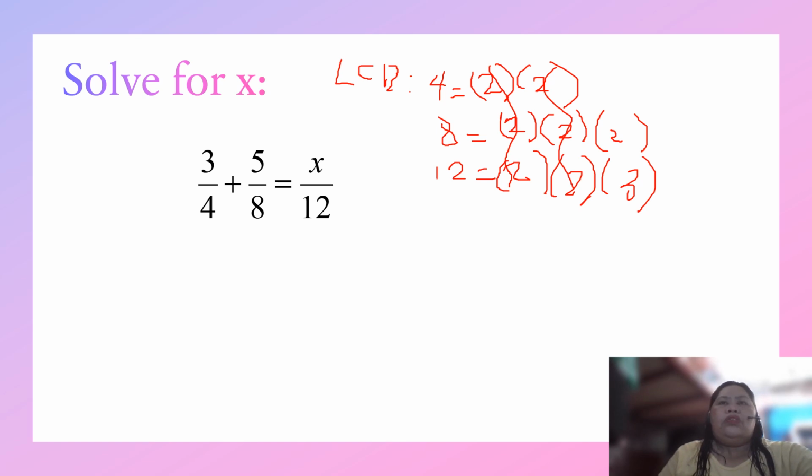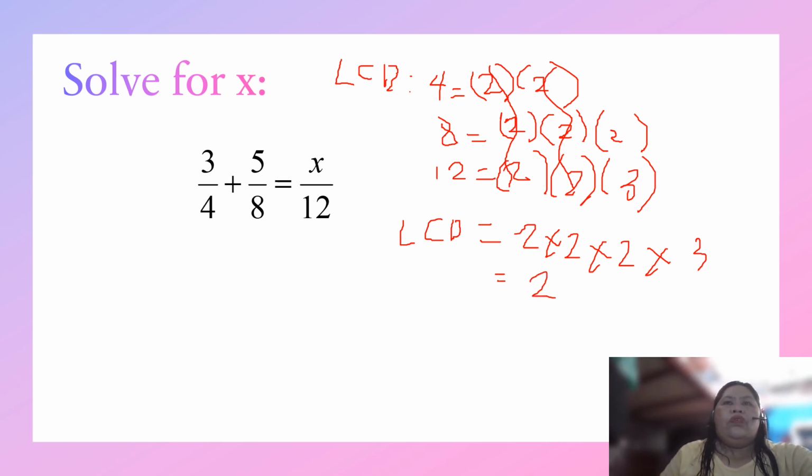So our LCD could be their least common multiple. So we have 2 times 2 times 2 times 3. And what is that? 2 times 2 is 4, times 2 is 8, times 3 is 24. So we can multiply both sides by 24.